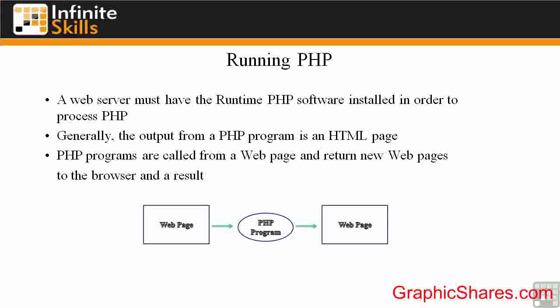PHP, as you're going to find out, is just code that can be inside of an HTML page, may or may not do something that we want to change. Now generally, the output from a PHP program itself is another HTML page, and you'll see how that works. PHP programs are called from one web page and return brand new web pages to the browser as a result. So look at the diagram down here. We have just a little box representing a web page. It starts on your local browser. You click a button or a link, and it calls a PHP program. It does its processing and then renders a brand new web page back to your browser.